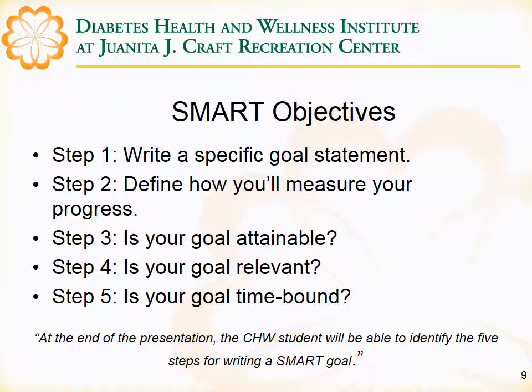Step 1, write a specific goal statement. Step 2, define how you'll measure your progress. Step 3, is your goal attainable? Step 4, is your goal relevant? Step 5, is your goal time-bound? Here's an example. At the end of the presentation, the community health worker will be able to identify the 5 steps for writing a SMART goal.